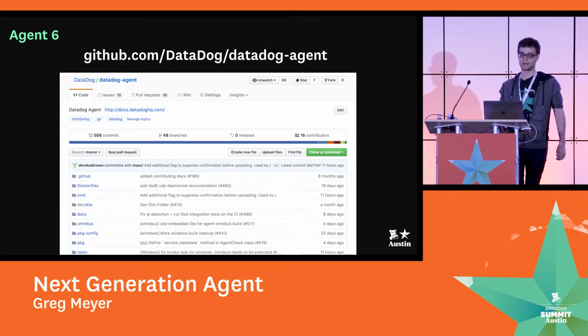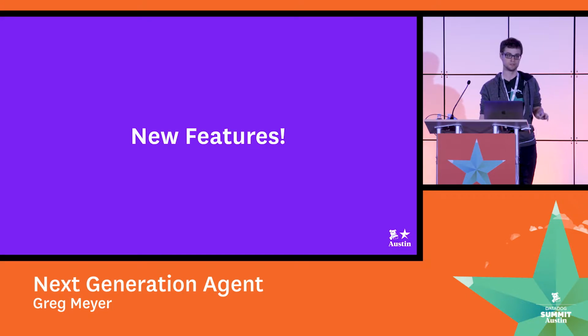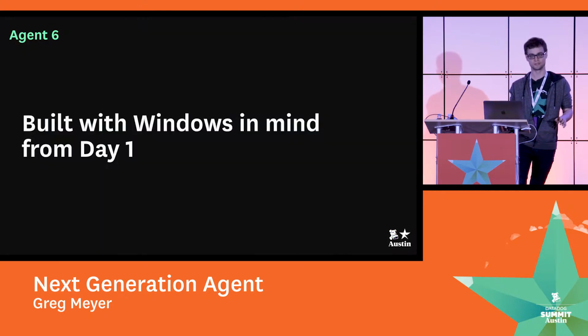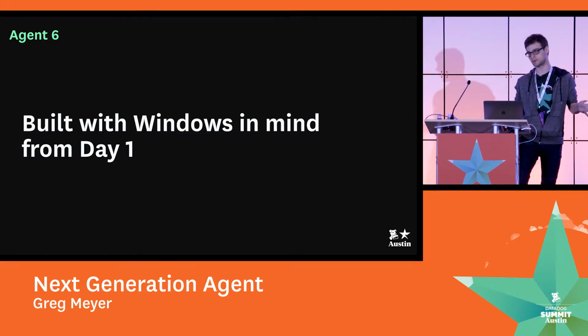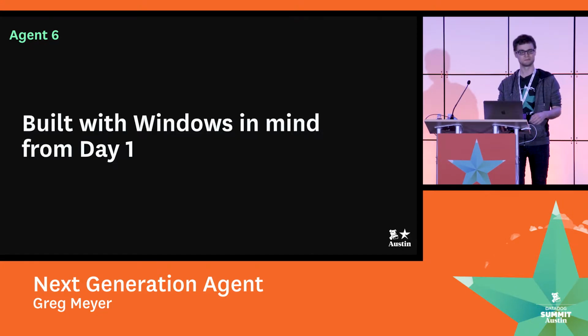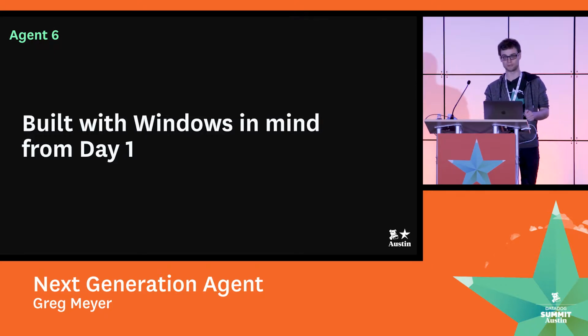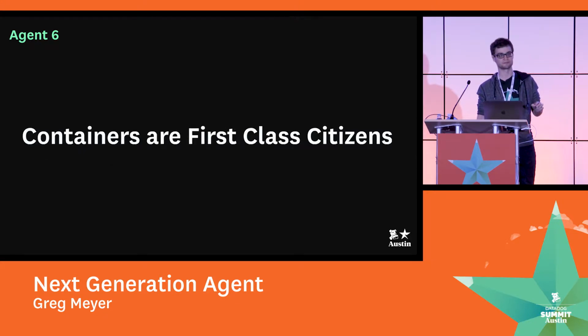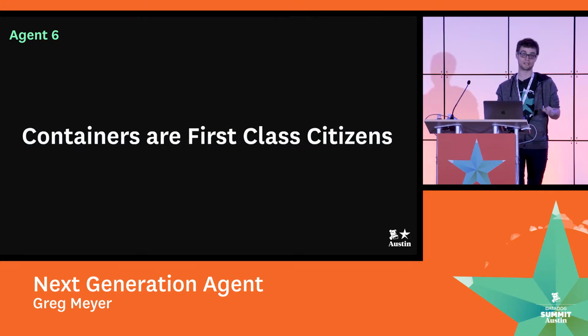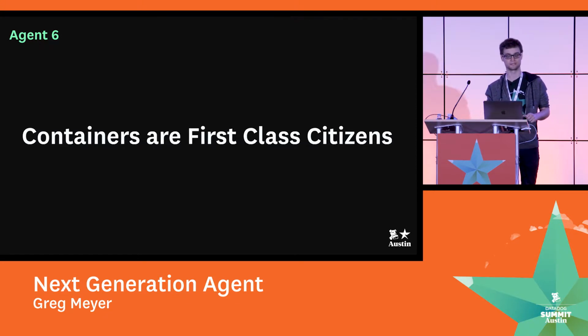And we've added a bunch of new features and new cool things within the agent. We've built it with Windows in mind from day one. I know that some of you have had problems running the agent on Windows. Now it will run much more seamlessly on Windows. There's a bunch of cool incremental things and cool big things that we've done to make it run better on Windows. We've made containers into first-class citizens, so now the agent will run more seamlessly on containers than it did before, and with a lower footprint.